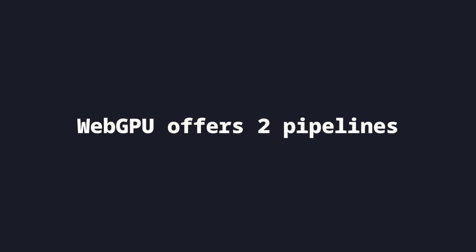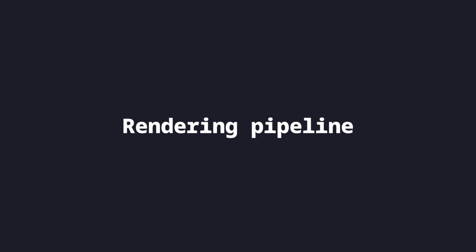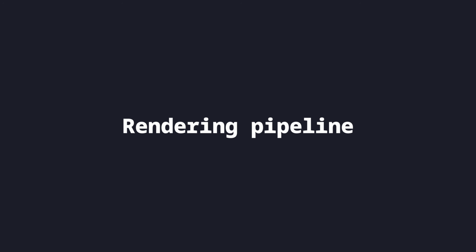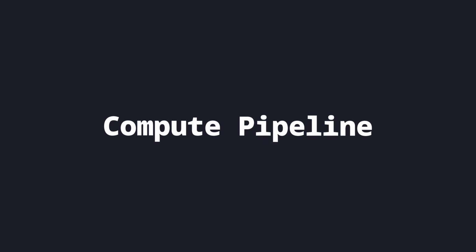WebGPU offers 2 pipelines. The first one is the rendering pipeline, allowing you to render 2D and 3D scenes in real time. Watch a previous video in the series to learn more about that pipeline. The second pipeline is called a compute pipeline. This pipeline is going to allow us to run compute shaders on the GPU. But what exactly is a compute shader? A compute shader is an imaginary grid of points. This grid can be 1D, 2D, or 3D. And because we have one-dimensional arrays in our example, we're going to have a one-dimensional compute shader. Each point has its own unique index, and we're going to run a function for each one of these points.